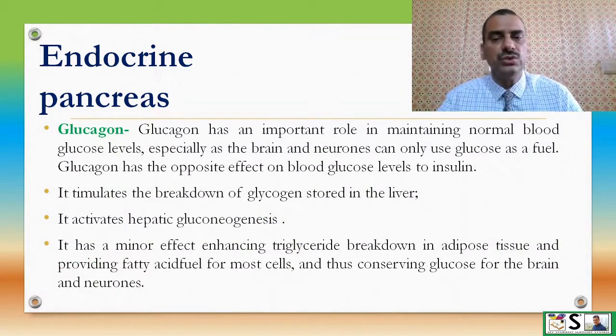Glucagon. Glucagon has an important role in maintaining normal blood glucose level, especially as the brain and neurons can only use glucose as a fuel. Glucagon has the opposite effect on the blood glucose level to insulin.